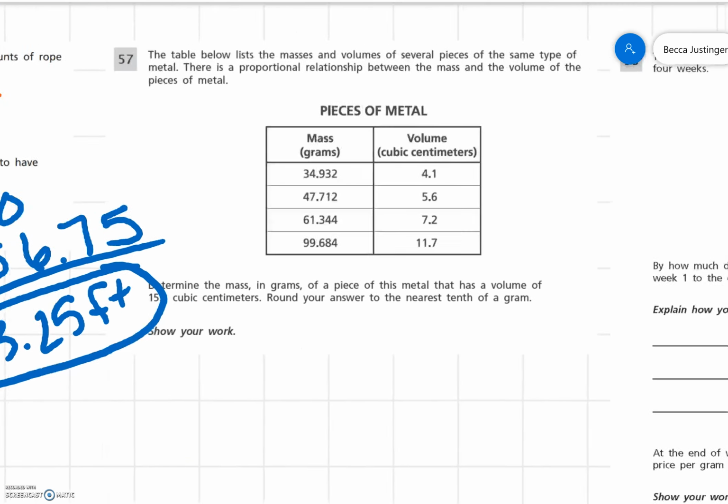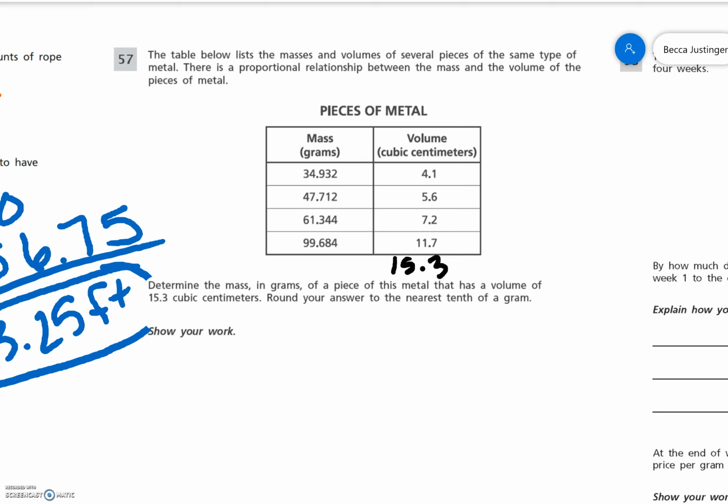Alright, number 57. The table below lists the masses and volumes of several pieces of the same type of metal. There is a proportional relationship between the mass and the volume of the pieces of metal. Determine the mass in grams of a piece of this metal that has the volume of 15.3 cubic centimeters. So 15.3 goes here. Round your answer to the nearest tenth of a gram. So first we've got to find out what the proportional relationship is.